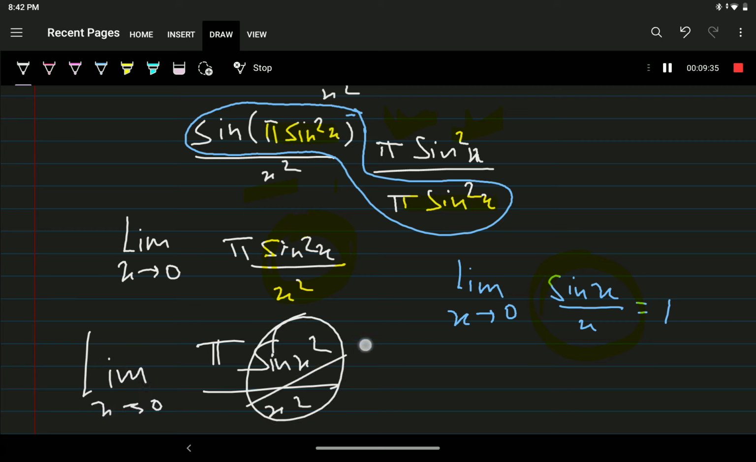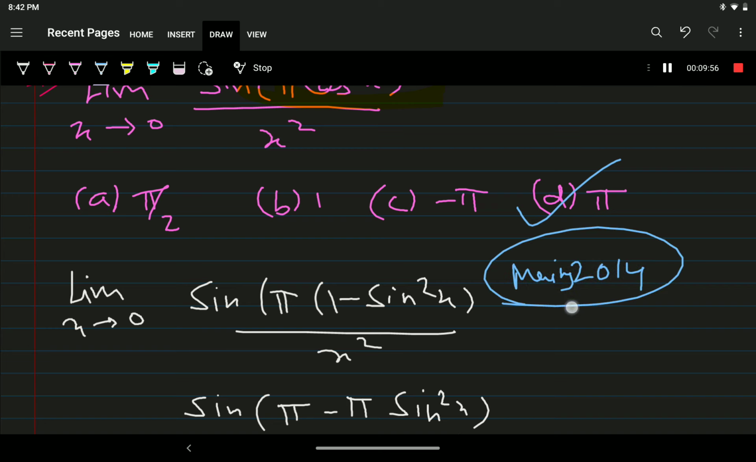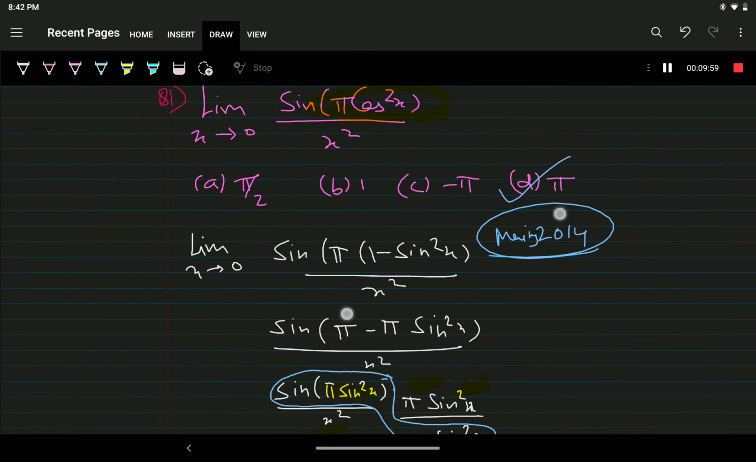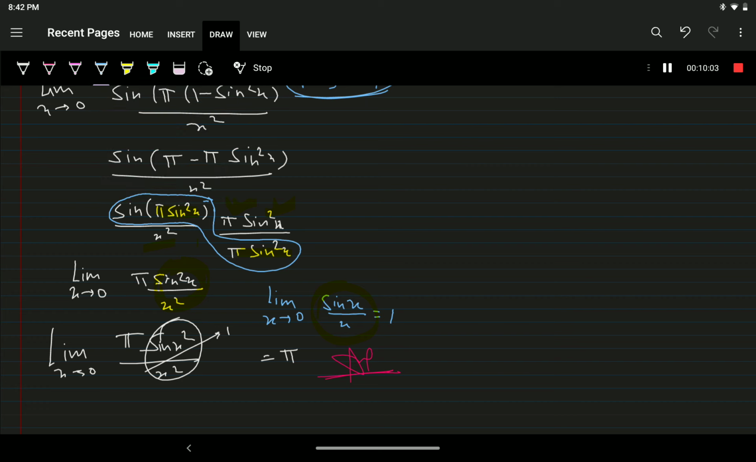This term is again 1. Answer is 1. So the correct answer is option number D, 1. This question came in JEE 2014. Can you see? This question was very simple, provided you know this property.